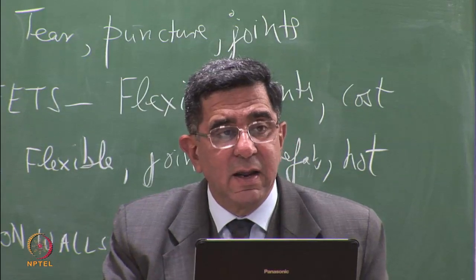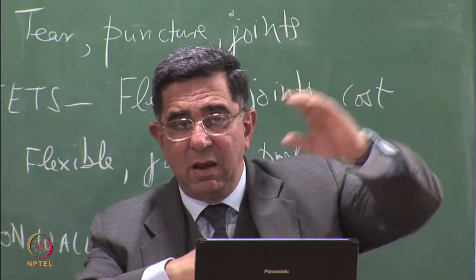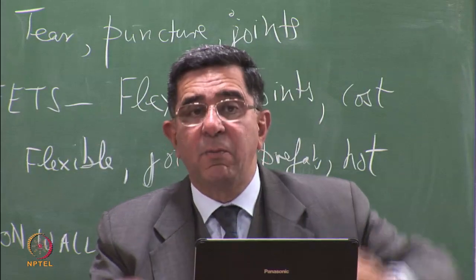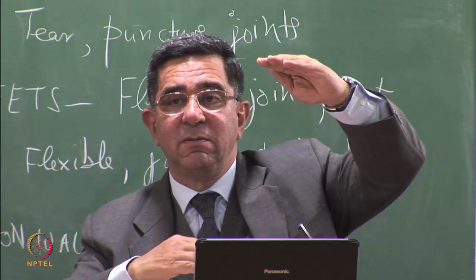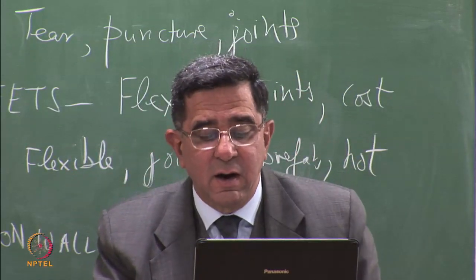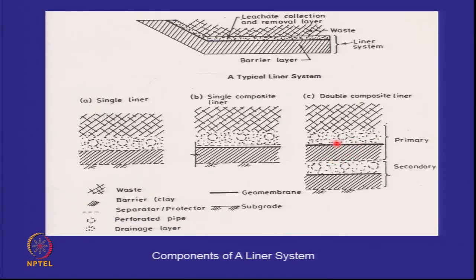What is a double liner? If I put one clay and one clay with a drainage layer in between, it's a double liner. Or if I put one plastic sheet, a gap, and another plastic sheet, that's a double liner. But that's not a double composite liner. A double composite liner means one composite liner here and another composite liner here. So this is typically used for hazardous waste landfills, and this is typically used for municipal solid waste landfills. And such a system can be used at C&D waste landfills.